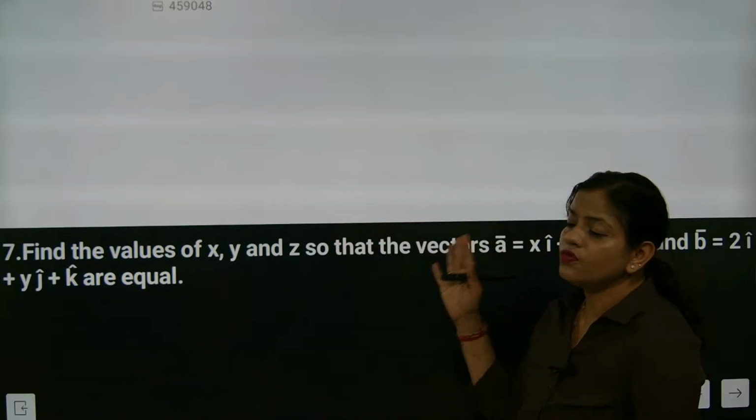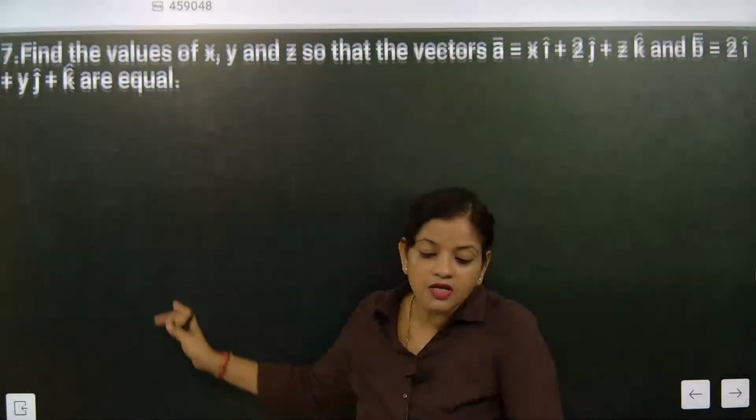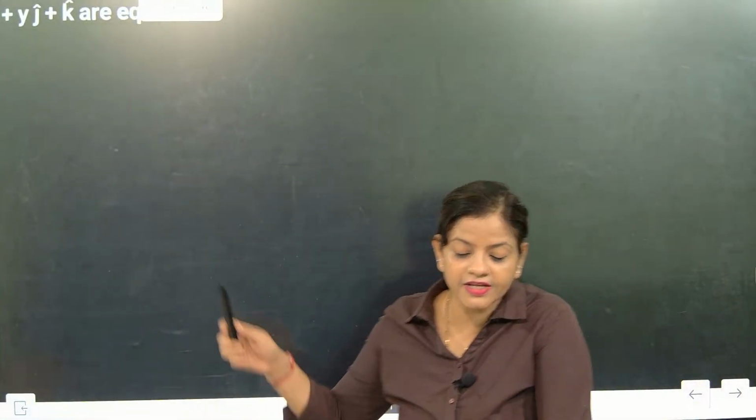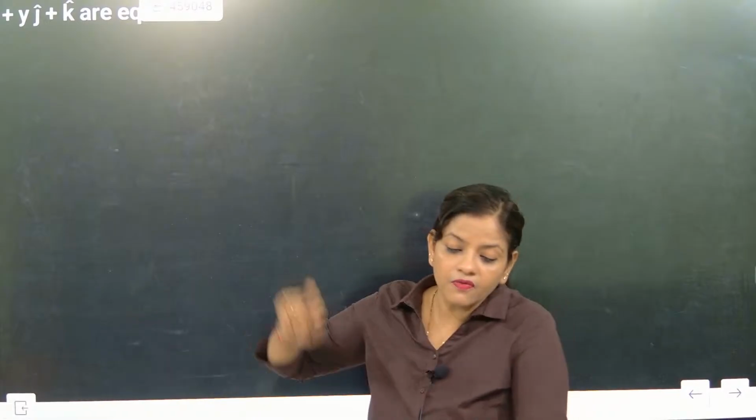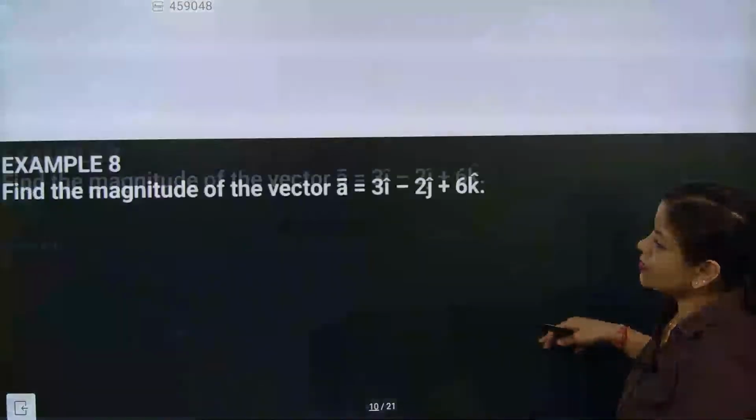So here, when two vectors are equal, their x component and y component will be equal. So that time we are going to solve like that. The x component will be equal to the x part, y will be equal to y, and z will become equal to z. So questions like that will be solved.